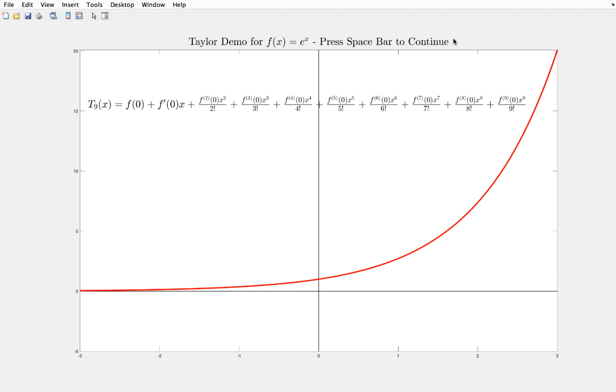But essentially what we're doing is recreating the function by capturing the function value at a single point, the rate of change at a single point, and then the rate of change of that rate of change, and then the rate of change of that rate of change, and so on and forever.